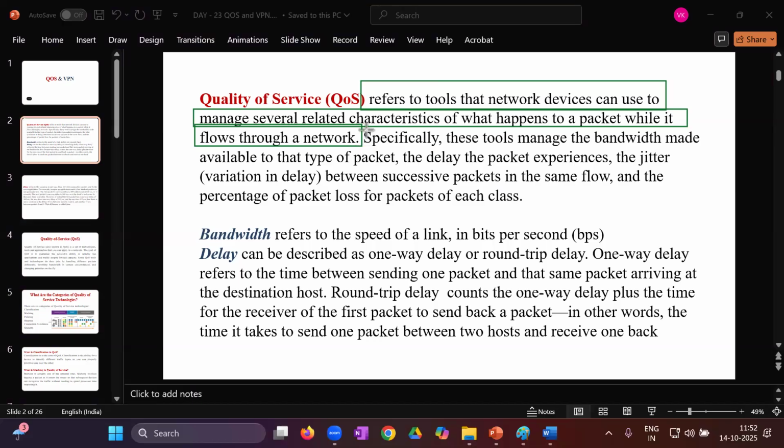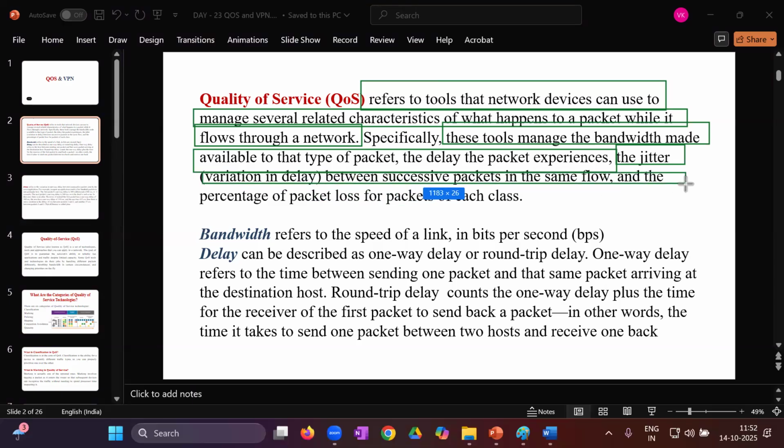So it says that these tools manage the bandwidth made available to a type of packet and the delay the packet experiences. To avoid the delay and to avoid the jitter, that is the variation in the delay between successive packets in the same flow, and even to get the percentage of packet loss if there is any loss. So you will be deciding how to maintain the quality of all the traffic that is being transmitted from source to destination.